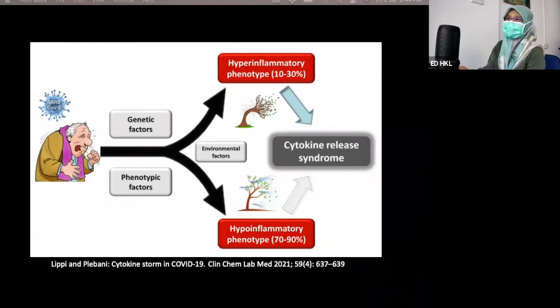So at least the patient comes with hypoxia, temperature, high grade fever, and follow up with CRP. So don't forget to send CRP, LDH, ferritin, D-dimer when a patient arrives.